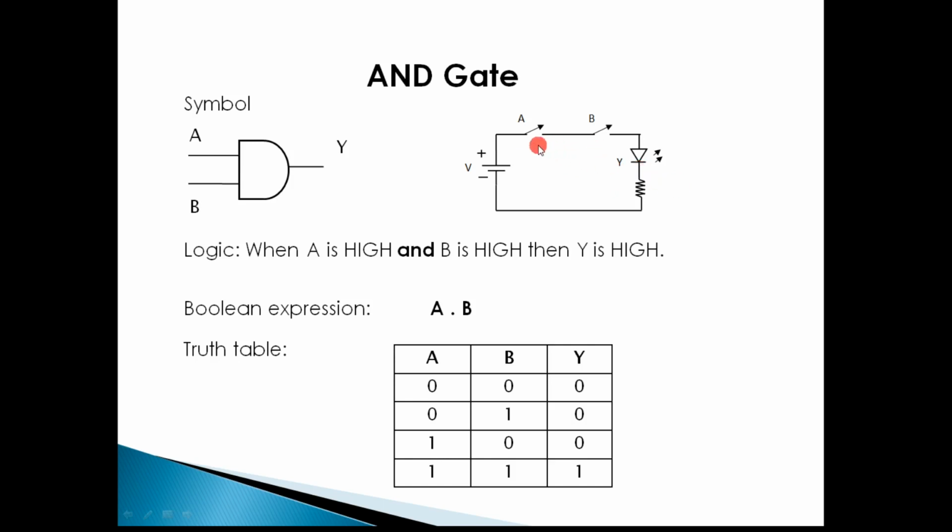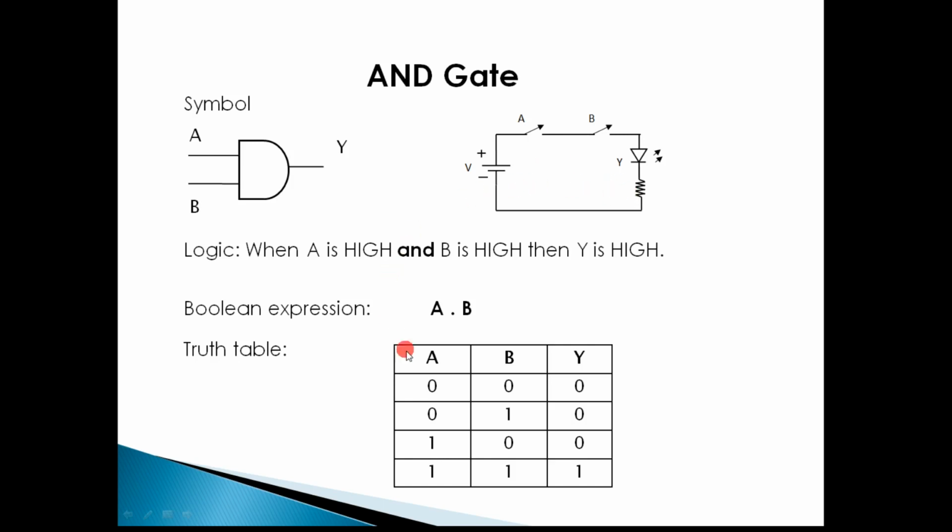If any one switch is open, the loop will be open, there will be no current through the loop and hence LED will be off. That means when A or B, any one input is low, output will be low, right.